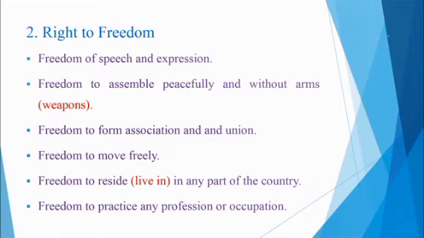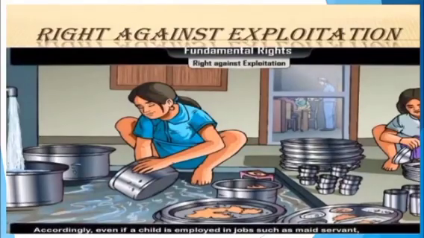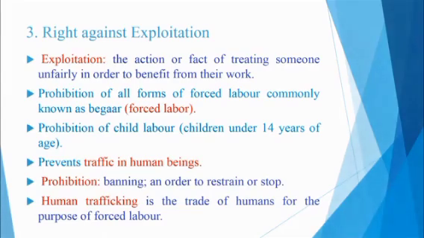So, as a whole, a right to freedom includes the right to freedom of speech and expression, the right to form associations, then the right to move freely and reside in any part of the country, and the right to practice any profession, occupation or business. Next, we are going to learn about right against exploitation. Third one is right against exploitation.